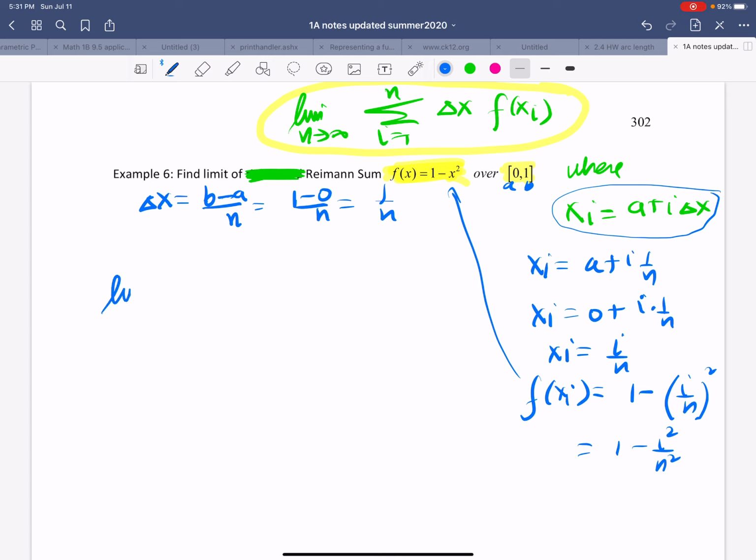Once we have that, we are ready to go ahead and take the limit and use the summation formulas. The sum from i equals 1 to n, delta x is 1 over n, times f of xi, which we just found to be 1 minus i squared over n squared.